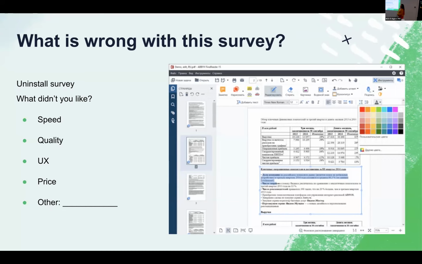Again, of course, this is simplified, but if they're uninstalling, it means they're leaving our trial, they decided not to purchase. What didn't you like? Maybe it's speed, quality, UX, price, or something else. There was another section for free-form replies. Based on what you see, what would you say is wrong with this survey?